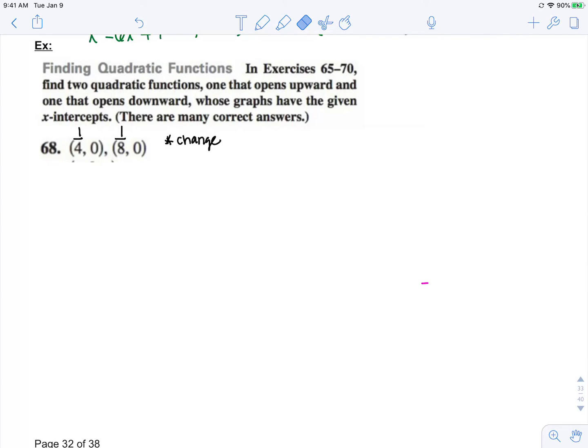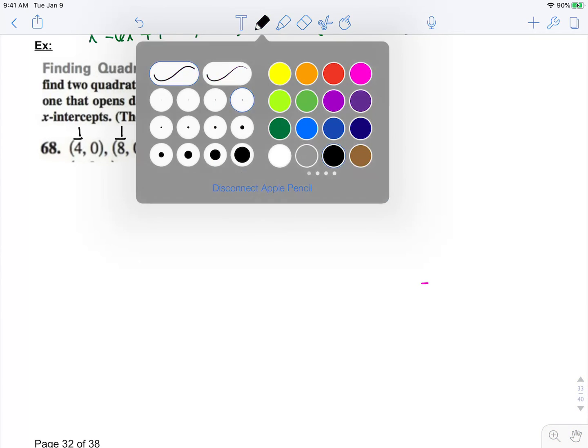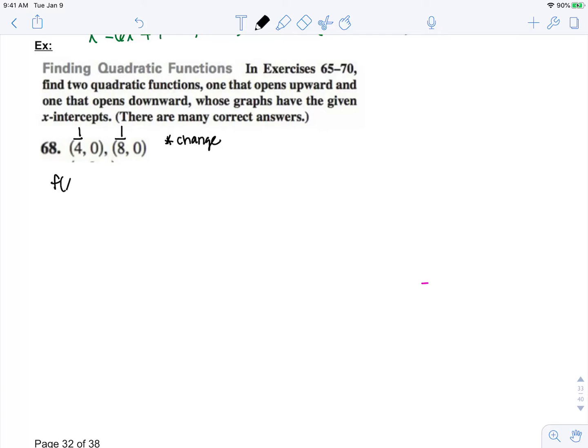Find two quadratic functions, one that opens up and one that opens down, whose graphs have the given x-intercepts. So I actually want us to play around with some fractions in this example, so please change your paper to say 1/4 and 1/8. So if I use factored form, since I have my x-intercepts, it would be a times x minus 1/4, x minus 1/8, which is just not a pretty sight with these fractions.